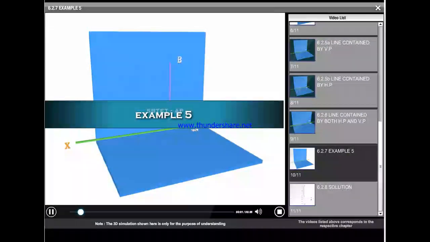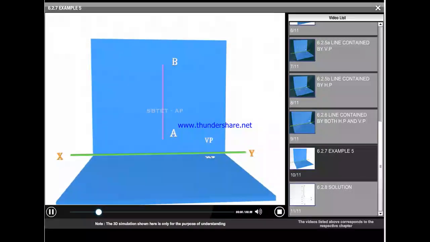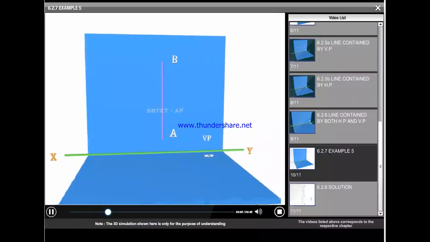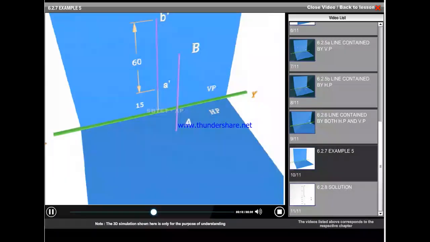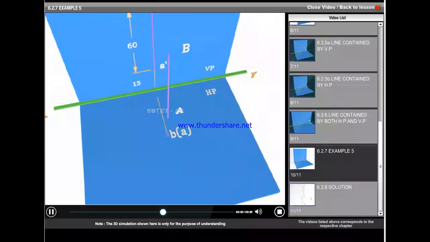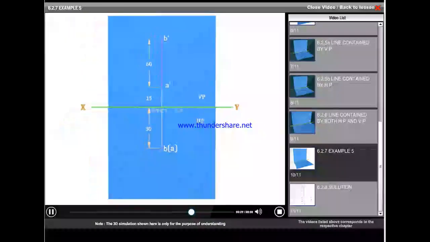Example problem 5. In this, a line AB is of length 60 mm with one end 15 millimeter above HP and 30 millimeter in front of VP. As the line is perpendicular to HP, its top view will be a point and the front view will be showing the true length.